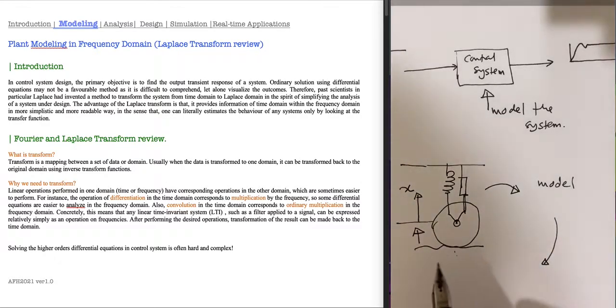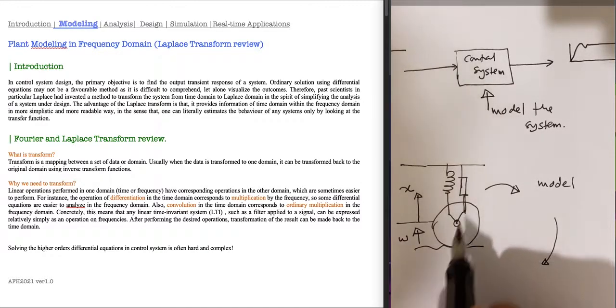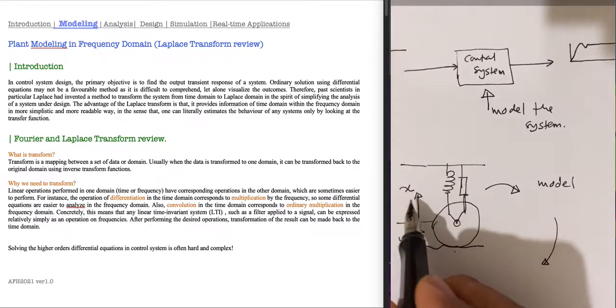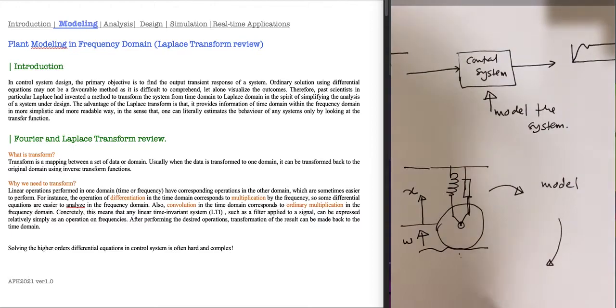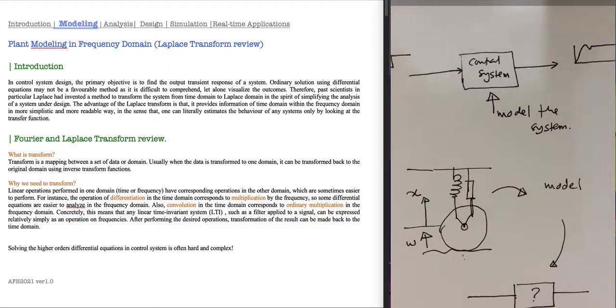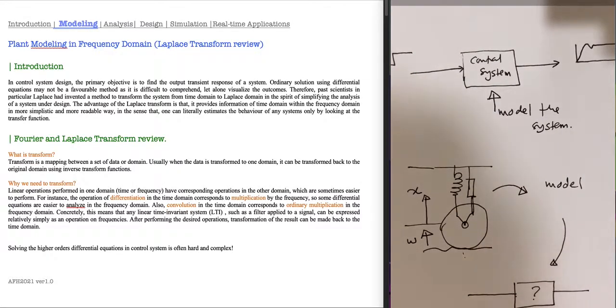Okay, so when the input is provided to the system, we need to see what is the response of the x, the displacement. All right, so we need to be able to come out with some models. So that's the reason why we need to do the modeling. It can be in the time domain or frequency domains, but in these lectures we will cover how to model a physical system into frequency domains.